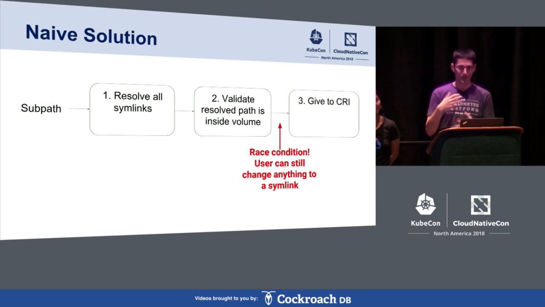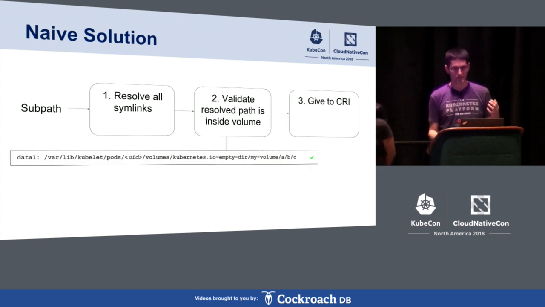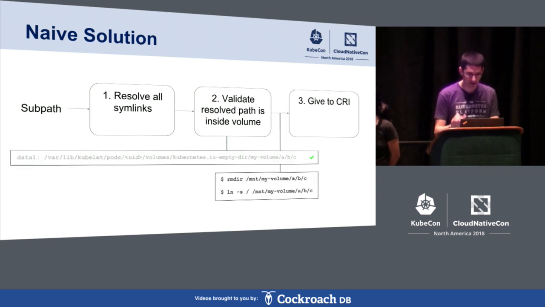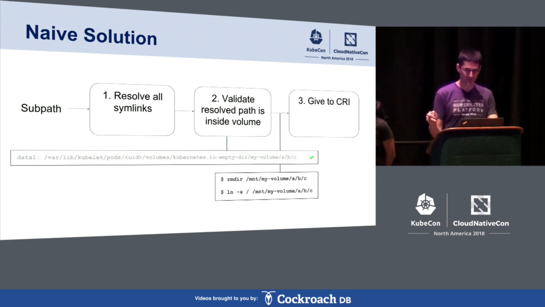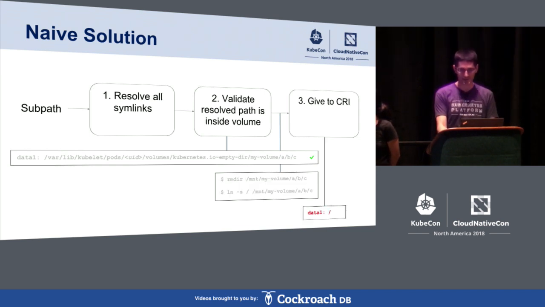the user can still modify the directories that we are checking. So if we check that whatever the user wants to use as subpath is safe to use, it's inside the volume, after the check, the user can remove, for example, in this case, directory C, and replace it with a symlink to a bad place, back to the host. And we give this A/B/C to the container runtime, but at this time, C is a symlink to the host, and again, the user can get access to some bad places we don't want them to use.